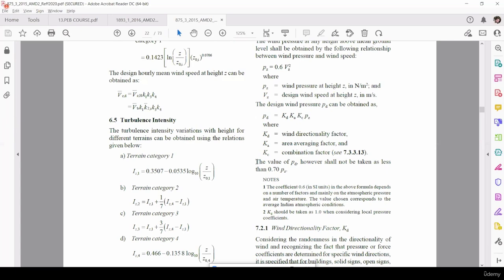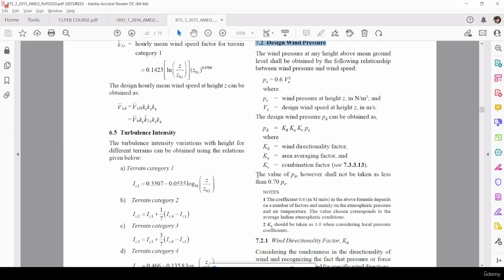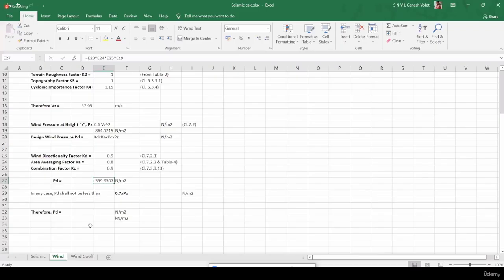Okay, this is the last important point. You have to note that the value of PD in clause 7.2 itself, the design wind pressure clause. There is one design wind pressure clause we have discussed, right? So in that clause itself, the value of PD, design wind pressure, however, shall not be taken less than 0.7 pz. So in any case, PD shall not be less than 0.7 pz. That is 0.7 into pz value, here 864 we got.